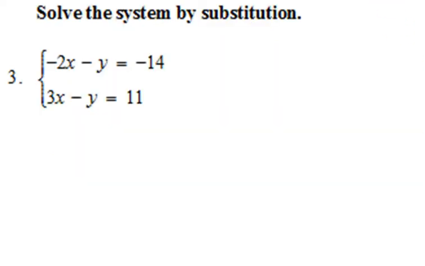Problem 3 says solve the system by substitution. So the first thing we're going to do is figure out which equation we want to solve for one variable. Let's just do it with the first one, and let's just solve for y. So what are we going to do? Add 2x to each side and divide everything by a negative 1. So that goes to a positive, that goes to a positive, and this one goes to a negative. So rewriting this equation, we have y equals negative 2x plus 14.